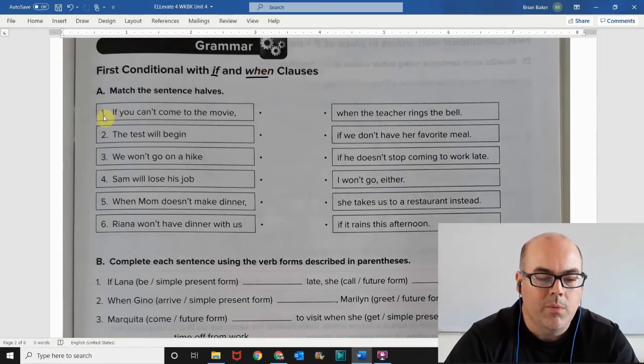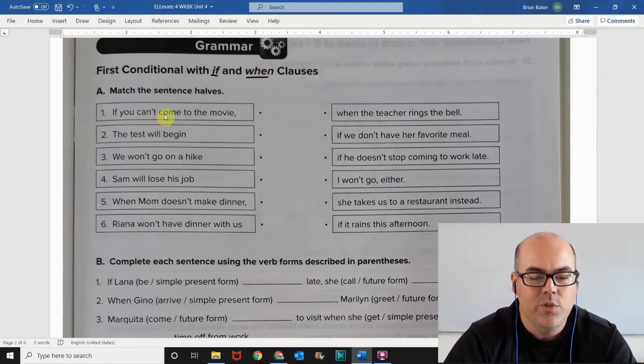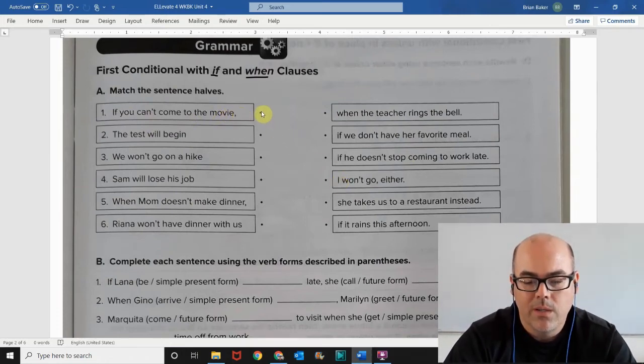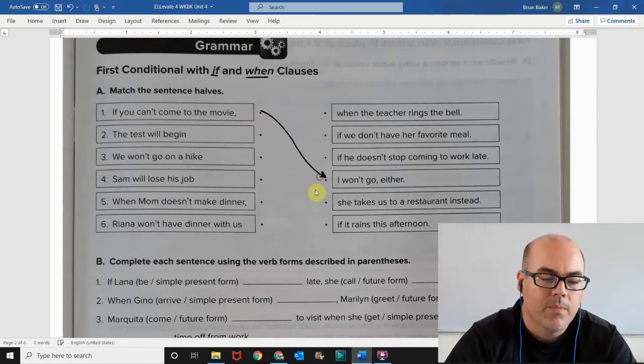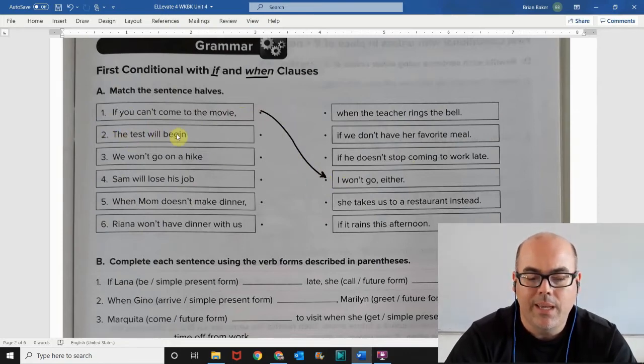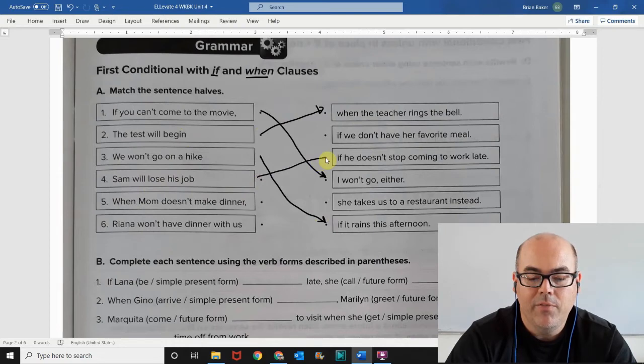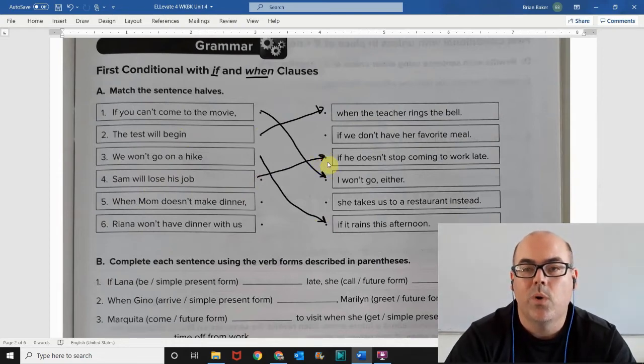So, number one, if you can't come to the movie, I won't go either. The test will begin when the teacher rings the bell. We won't go on a hike if it rains this afternoon. Sam will lose his job if he doesn't stop coming to work late.